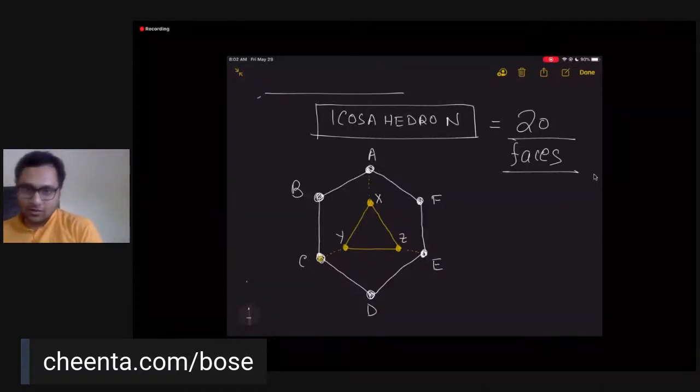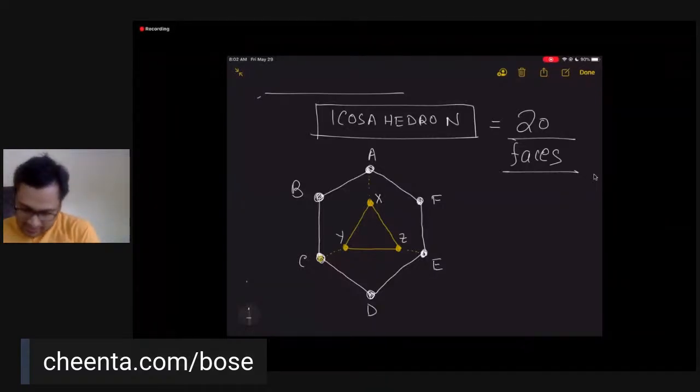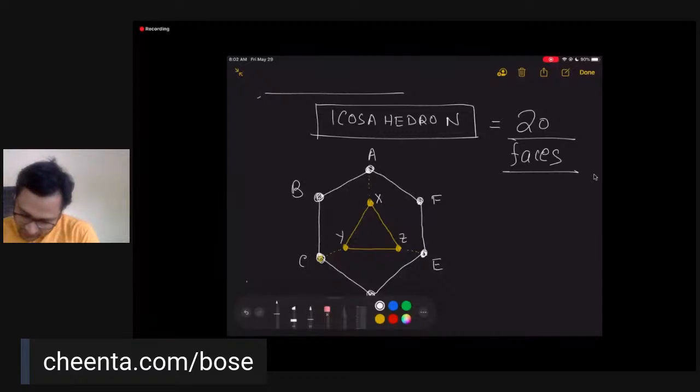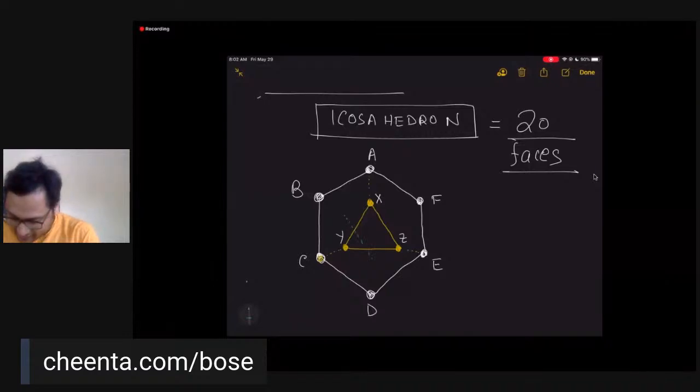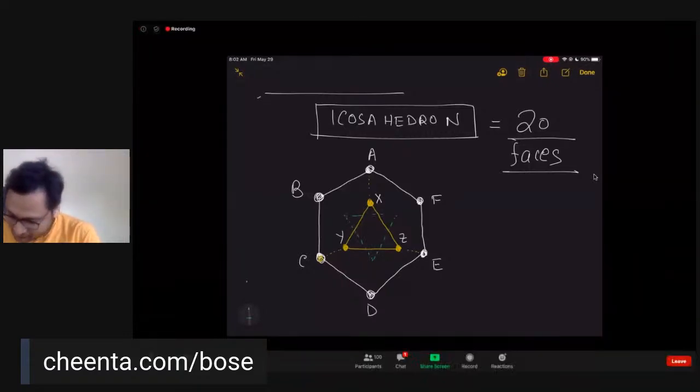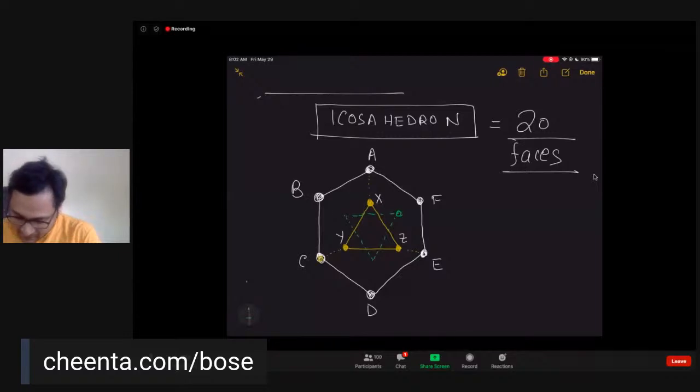Now coming back to what I'm saying, there is another one, which I'll draw in green, a second triangle like this. We have to do this very carefully.